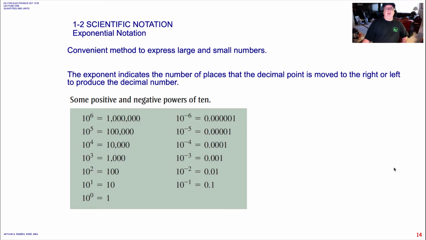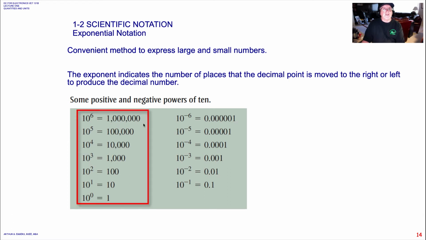The exponent indicates the number of places that the decimal point is moved to the right or left to produce the decimal number. Okay, so if we look at the example here where we have 6 zeros, we can call it 10 to the 6th. 5 zeros, 10 to the 5th, and so on down to no zeros, 10 to the 0 power, and it becomes 1. So any number to the 0 power is 1.